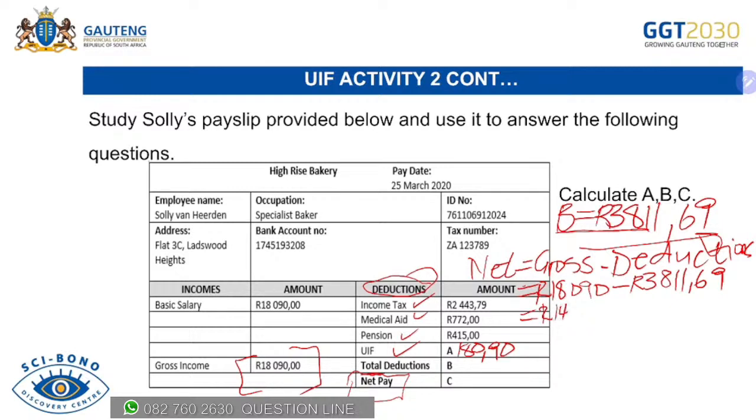14,278 and 31 cents. So this is the money that Mr. Soli takes home. It means when he sits and drafts his monthly budget, he budgets on 14,278, because that's the money that he receives in his bank account. That is the money that he has access to. So he budgets based on the 14,278.